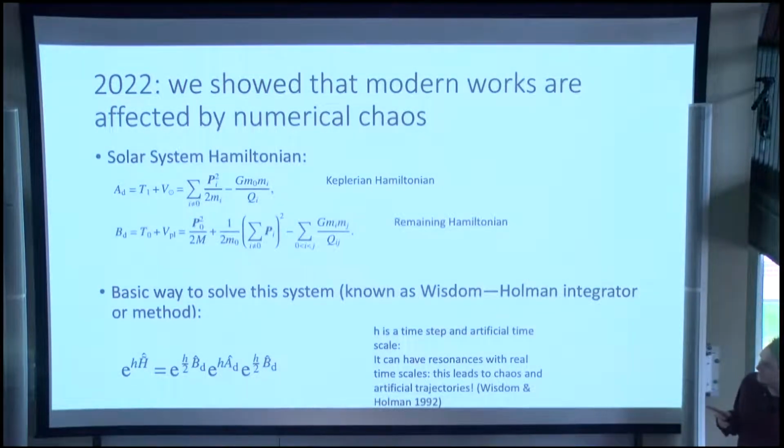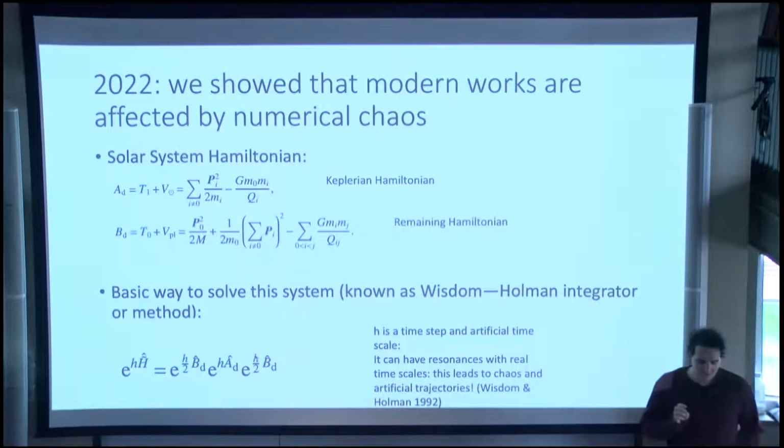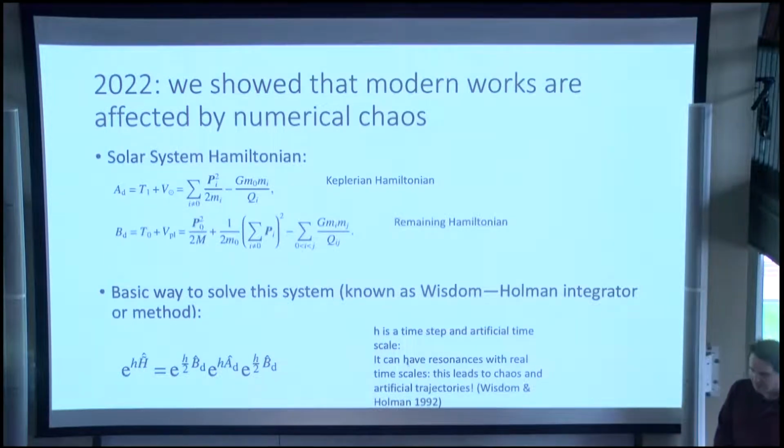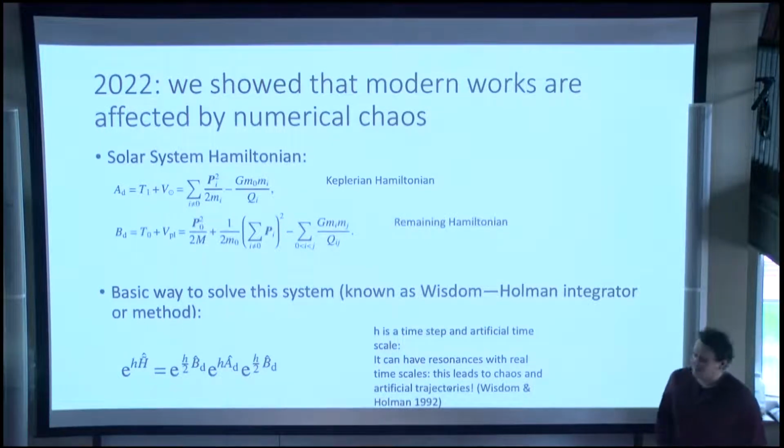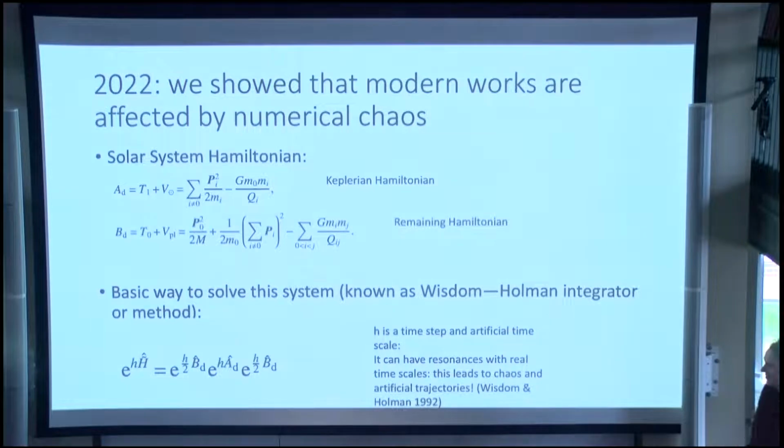Okay, so the one problem with this method is, well, it's not a problem, it's a feature, that we have to introduce this artificial parameter, which is a time step. So what happens with an artificial parameter? This can have resonances with real time scales, such as Mercury's period. And these resonances can lead to chaos in artificial trajectories. This was first noted by Wisdom and Holman, and surprisingly not studied very much at all since then, just in a few papers.